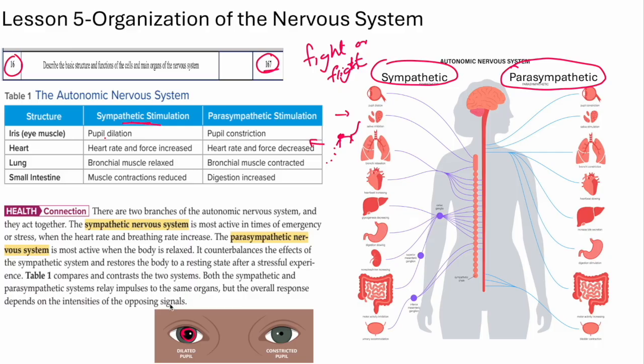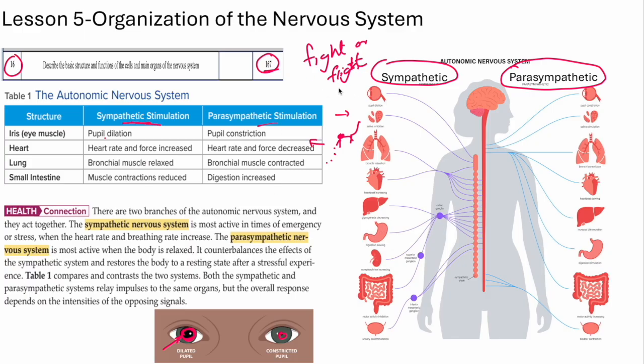So when your sympathetic nervous system is active, your pupil will be dilated, or it will become big, right? To allow more light, because you need quick actions and you have to see everything around you. So your pupil will be dilated. And during parasympathetic stimulation, like when you are at rest, your pupil will be constricted, right? It will be small because you are at rest and you need only a small amount of light to pass through the pupil.